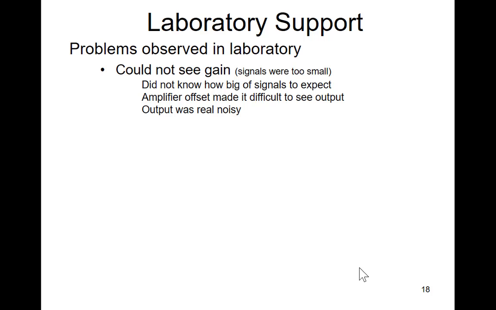Amplifier offset made it difficult to see the signal. Maybe amplifier offset caused something to saturate. Output was real noisy. If you try to amplify that real small signal, you still have a small signal. If you have a 10 microvolt signal and you amplify it a factor of 100, it's still a small signal. And there may be a lot of noise in your measurement environment.